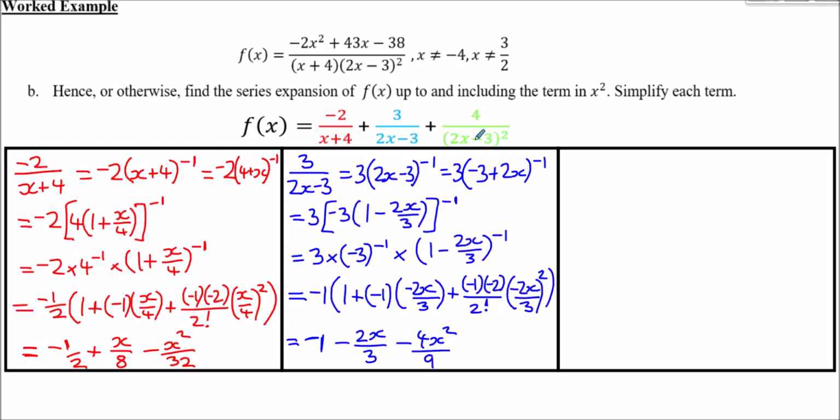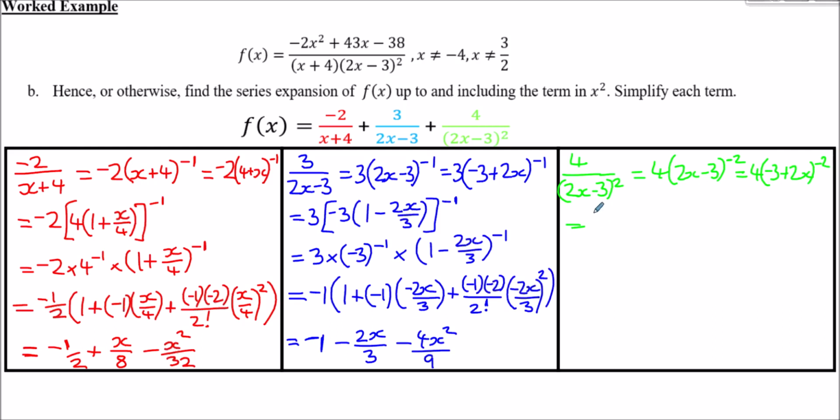And finally, this bit here, the green, we do the same again. So again, this can take a while. Good news for you watching at home is that actually these questions can be in excess of 10 marks if they are asked, just to reflect how long-winded they can be. So 4 over 2x minus 3 all squared, we write first of all as 4 lots of 2x minus 3 to the minus 2. And again, in the same way, write the constant term first. So that's the same as 4 lots minus 3 plus 2x to the minus 2.